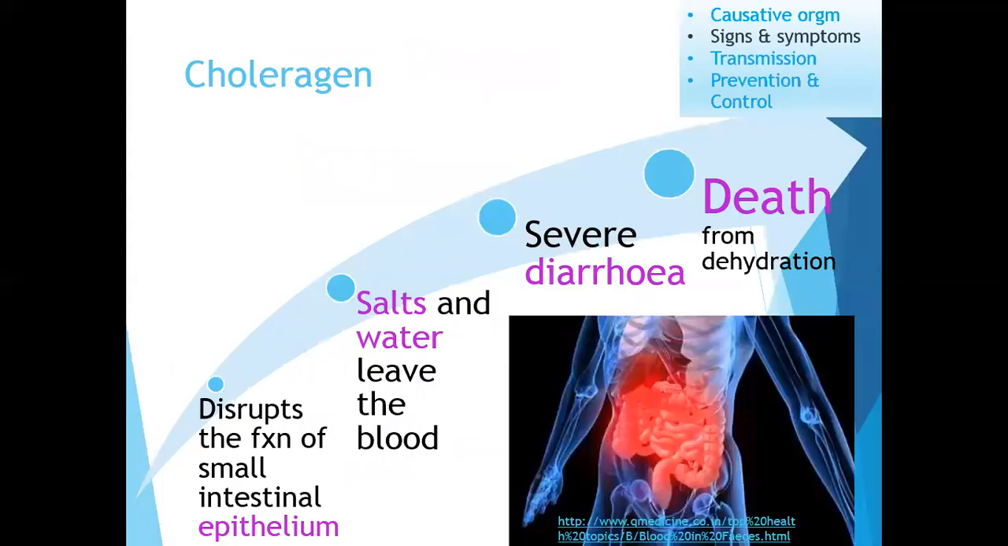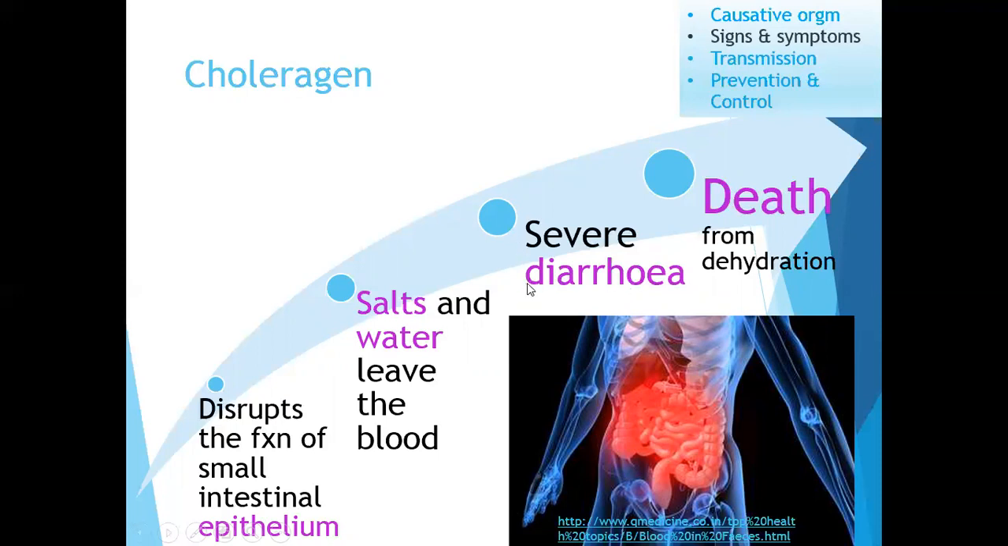Okay, so let's talk about choleragen. What does choleragen do in the wall of the small intestine? First, it disrupts the function of the small intestine epithelium. The wall of the intestine is made of epithelial cells, so it disrupts the function of the epithelial cells at the wall of the intestine. After that, it causes salts and water to leave the blood into the lumen of the small intestine. Because of that, it causes severe diarrhea.